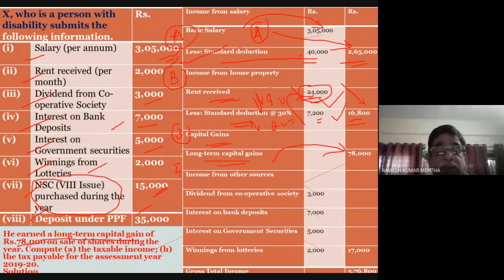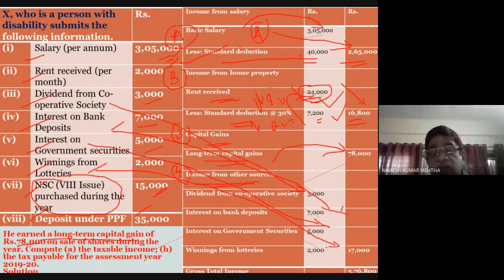Next, the fifth source of income is income from other sources. So in this case, dividend income is 3,000 rupees. Interest on bank deposits is 7,000 rupees. Interest on Government of India securities is 5,000 rupees. And winnings from lotteries is 3,000 rupees. Sorry, 2,000 rupees. So these are all income from other sources.